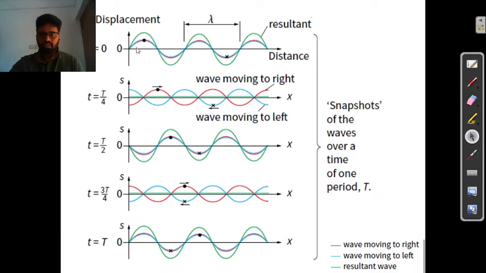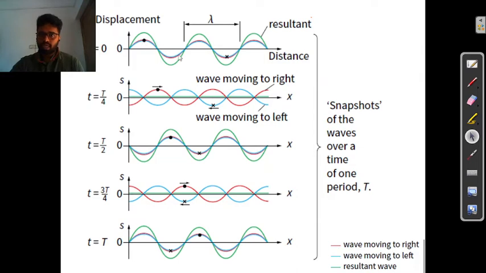So you can see the wave represented by red lines is a wave that is moving towards the right. The wave represented with the blue line is a wave that is moving towards the left hand side, and the green line is the formation of a stationary wave. It's a resultant of these two waves.